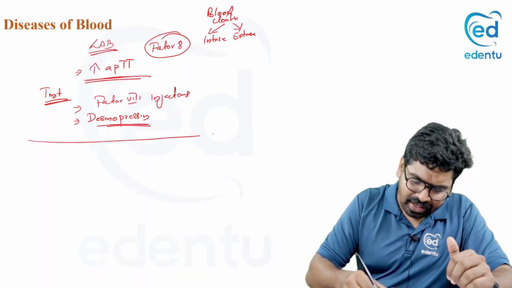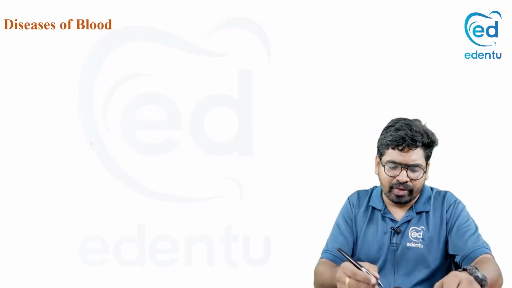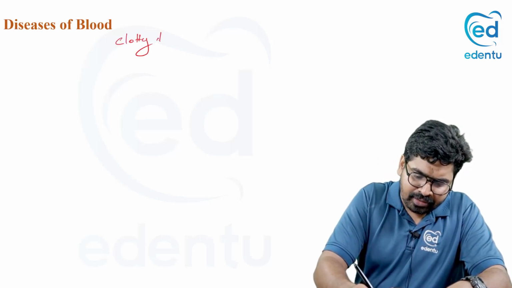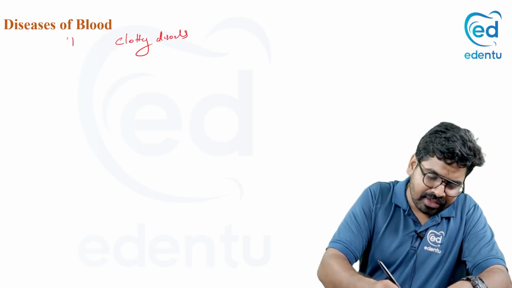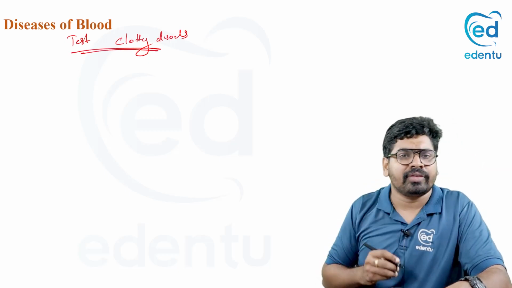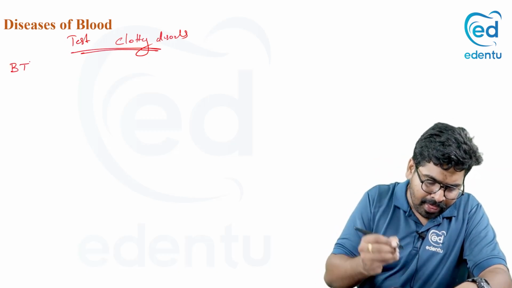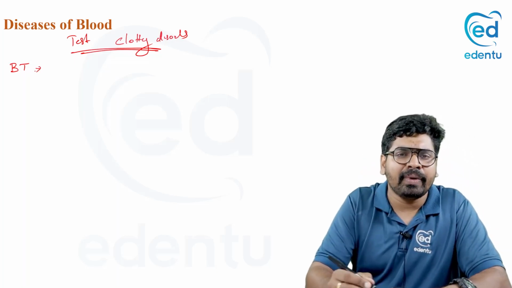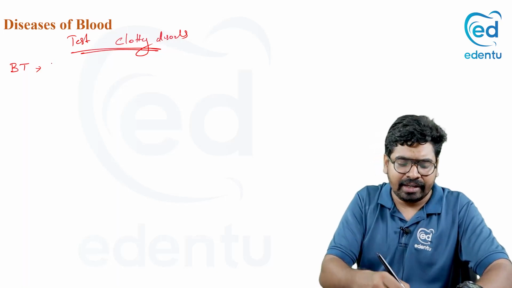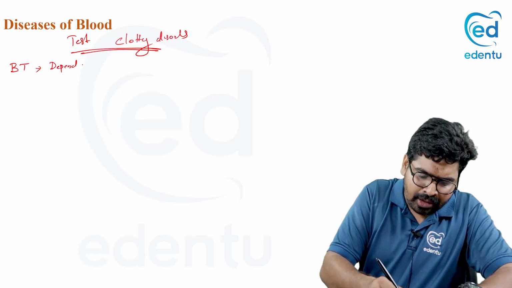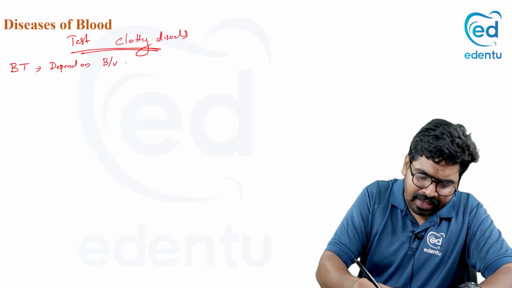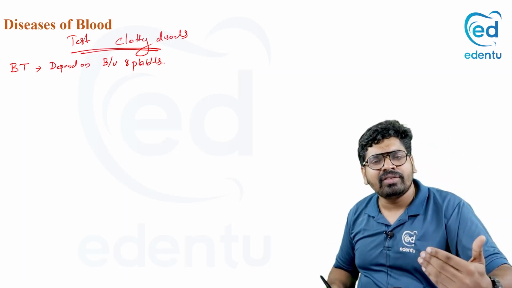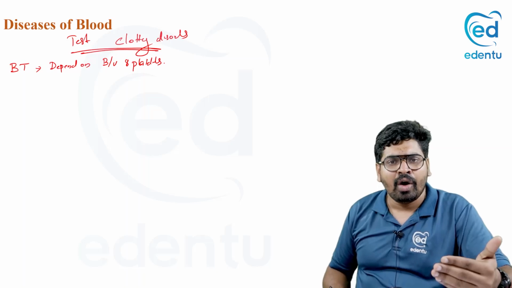Now if you see the clotting disorders, I will give you a clue about these clotting tests or disorders. What are the different tests in the clotting disorders? You take the bleeding time. The bleeding time depends upon the blood vessel as well as the platelets. So what are the things which are affecting these blood vessels or the platelets?